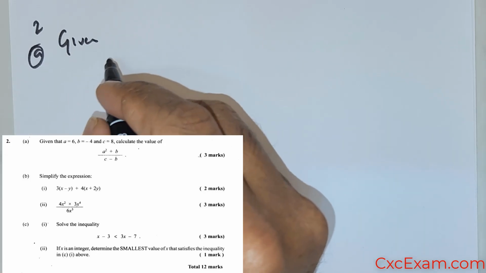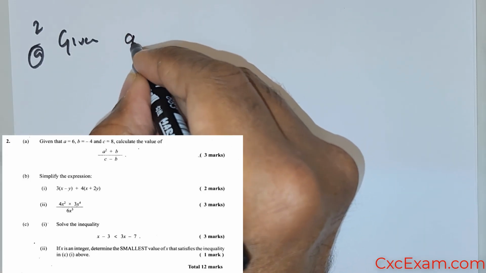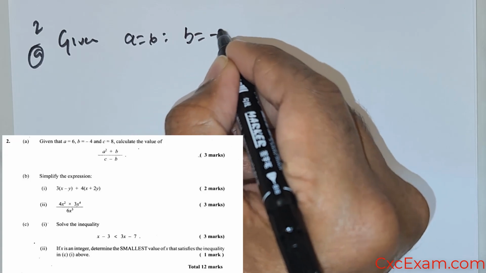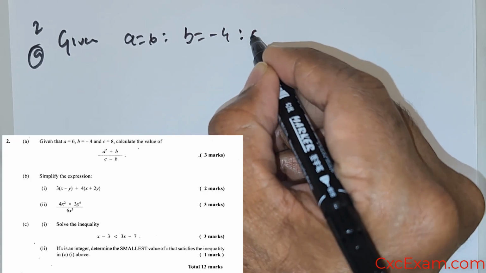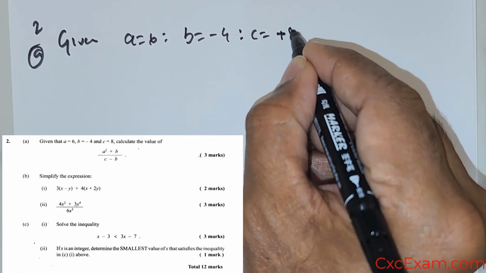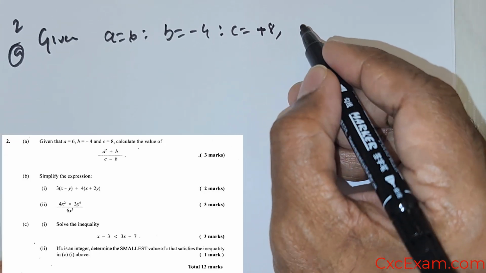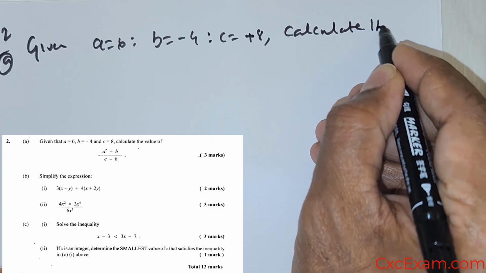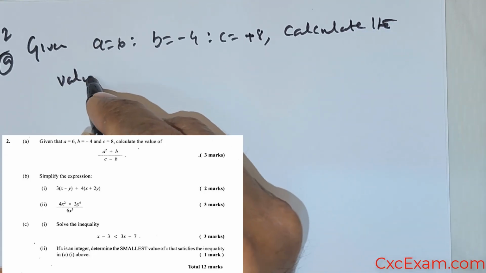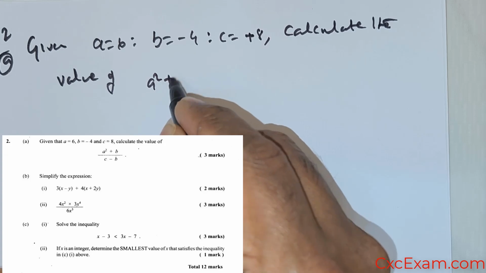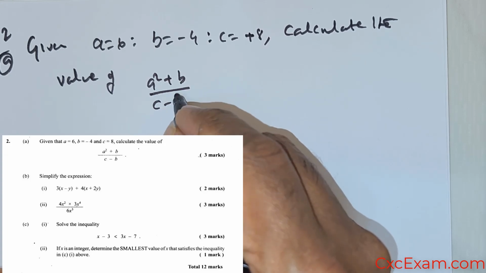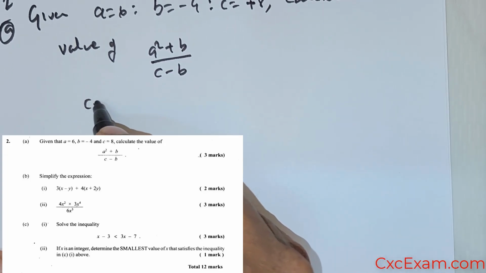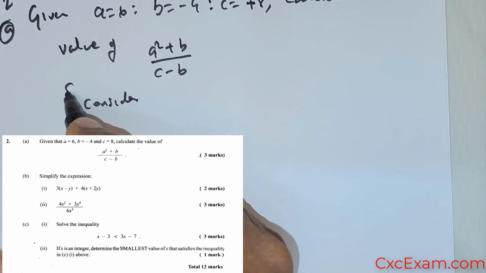Students, this is question 2. Given that A is equal to 6, B is equal to -4, and C is equal to 8, we are asked to calculate the value of (A squared + B) divided by (C - B). So let's get the solution.